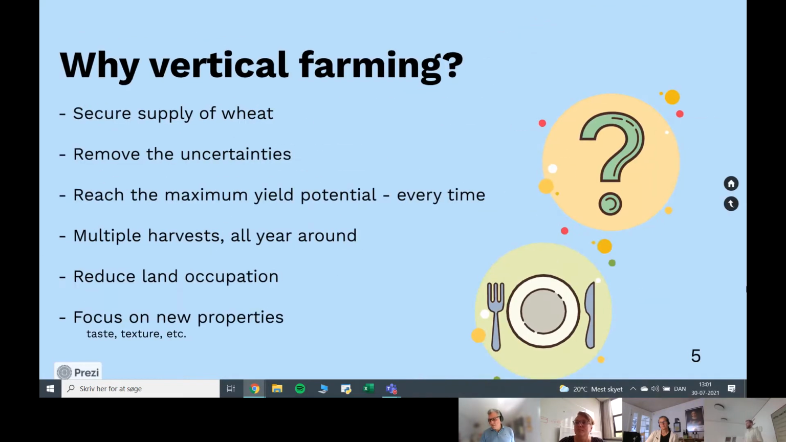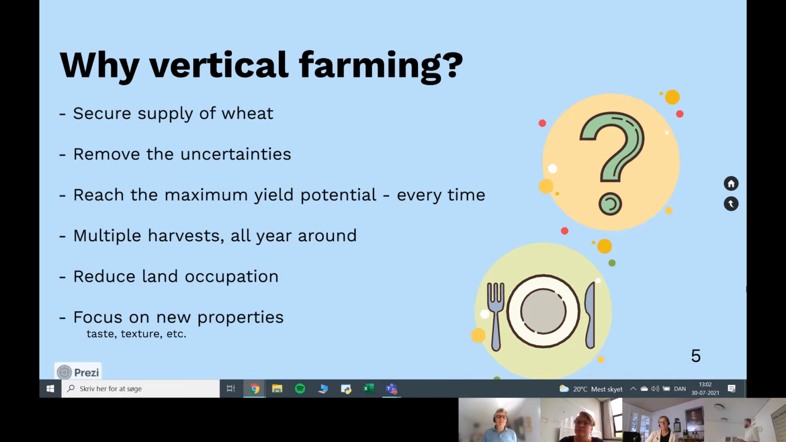So, yeah, why vertical farming? All these issues and problems that conventional wheat farming has, all these uncontrollable factors are actually countered by moving it indoors, and then you control these factors, and that can secure the supply of wheat. And also, since you can control everything and you know how wheat reacts to the best conditions, then you can tweak these inputs and make sure that you reach the maximum yield potential every time you have harvests.